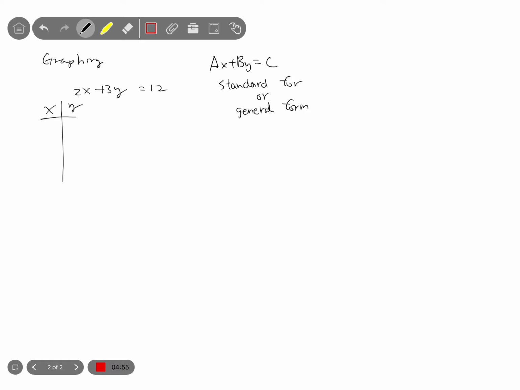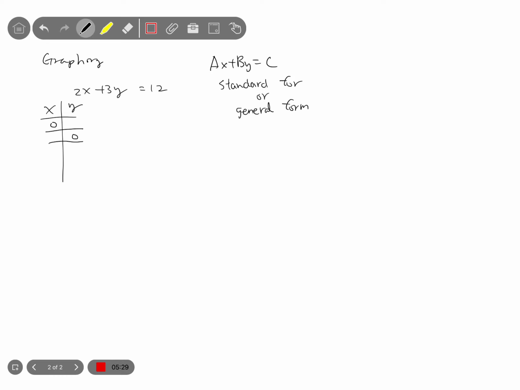Anytime I see ax plus by equals c, my first go-to is to let x equal 0 and figure out what y is. My second point is to let y equal 0 and figure out x. The reason is that we like to plug in zeros because 0 makes things disappear. If you plug in 0 for either x or y, that entire term cancels out, because anything times 0 is 0. That's why we pick those.